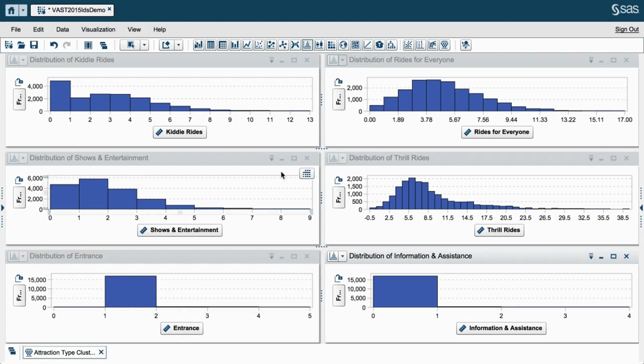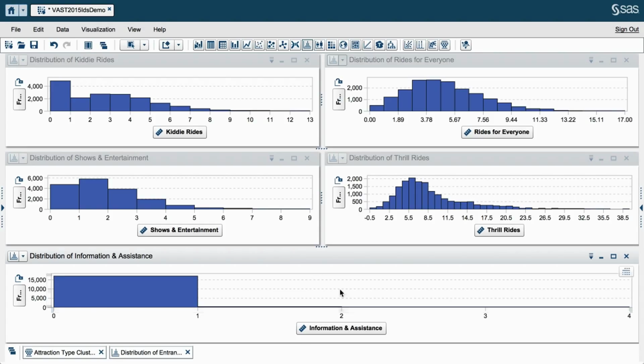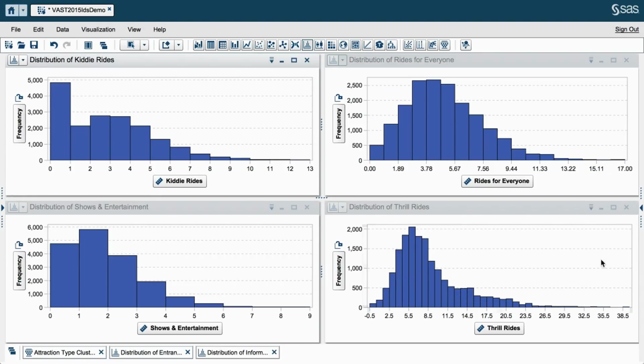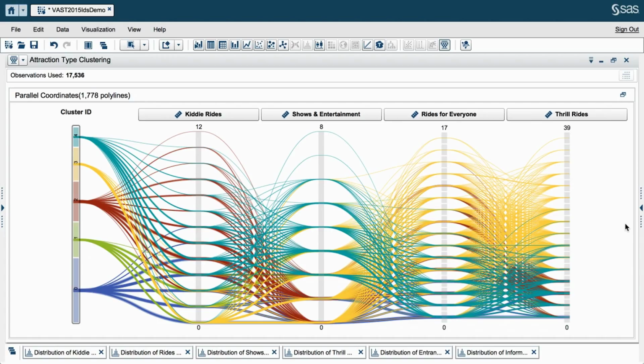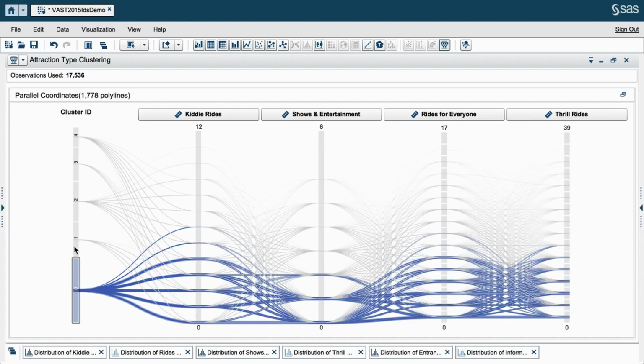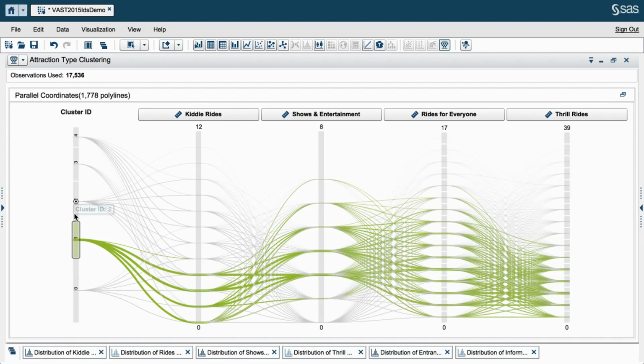Examining the distributions of check-ins across the ride types shows that the entrance and information and assistance types do not have the distributions that would be conducive to k-means clustering. The remaining types are used to find clusters that reveal common visiting patterns. Interactively exploring the results of the clustering helps build descriptions of the characteristics of the visiting patterns.